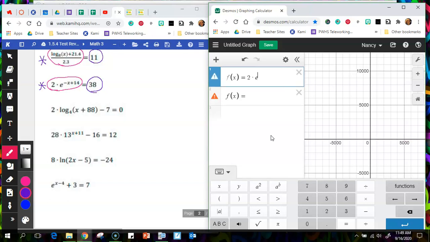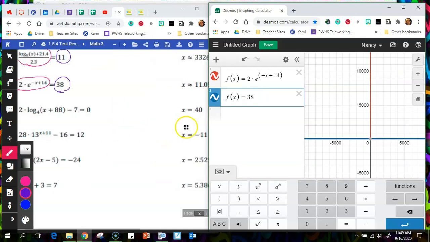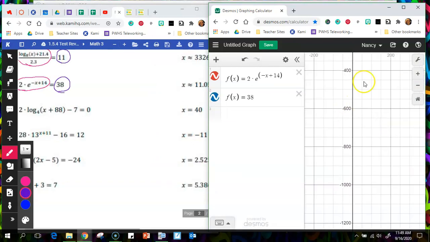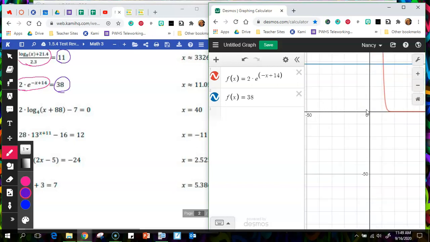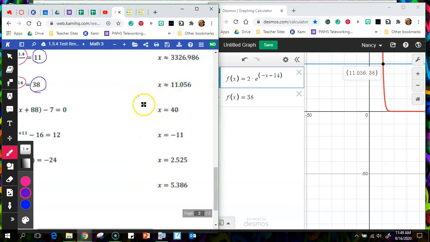Shift 6, and then I'm going to use parentheses just to make sure all this stays in the exponent. Negative x, and that's plus 14, and then use parentheses there again. Okay, and then the other side is 38. Let's look at what the answer is supposed to be. The answer is supposed to be 11, so I need to zoom way in here so I can see where they intersect. All right, so it's right there. And x equals 11.056, and that's actually what we got on here, so that checks out.